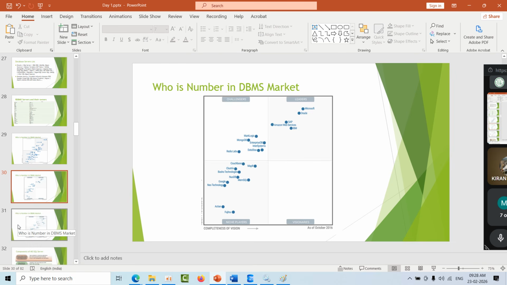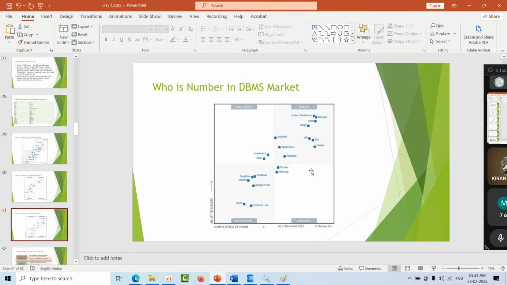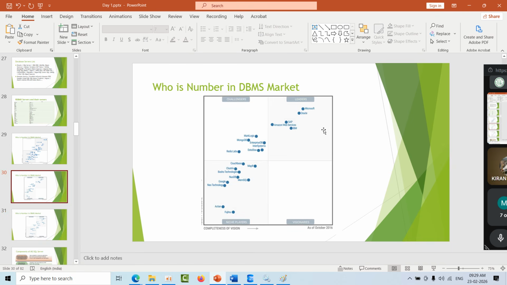If I go here, in 2021, Amazon Web Services was one of the big players in the DBMS market, and Microsoft is there. And if you see here, 2016, again Microsoft is there. So these reports are not free. I'm showing you the ones which are free, which are available on the internet.